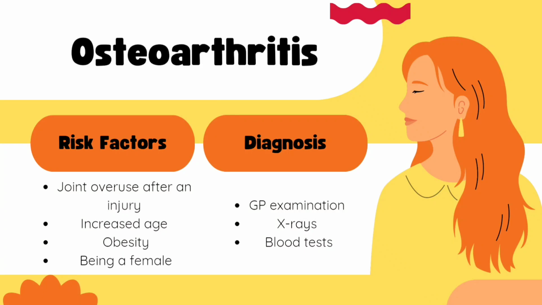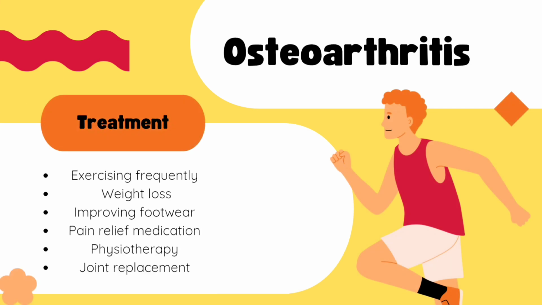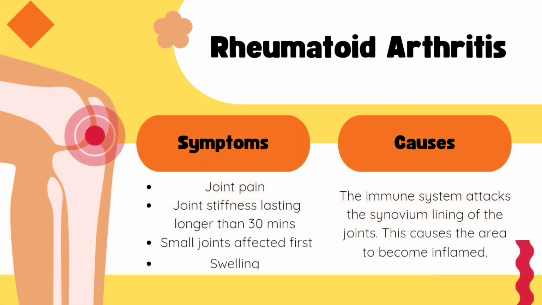So there are many risk factors that include increased age, obesity, being female, and joint overuse after an injury. So if you have any history of injury, you are almost prone to developing it. And we can treat osteoarthritis by slight exercises, improving the footwear, pain relief medications, physiotherapy, joint replacement, and weight loss.